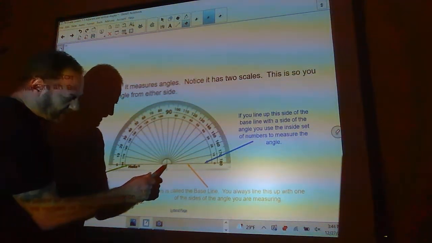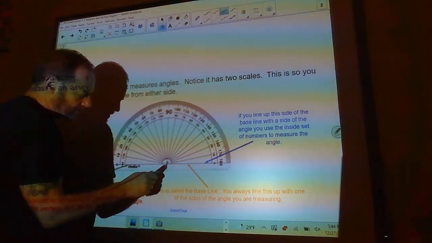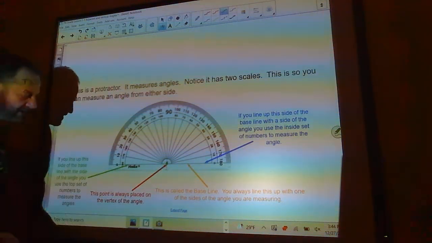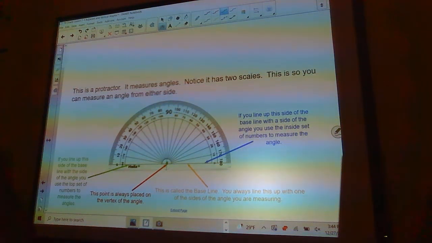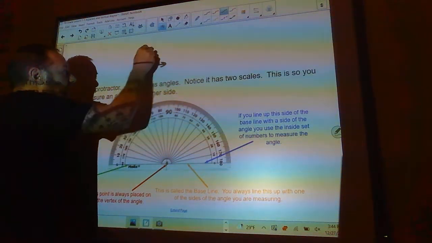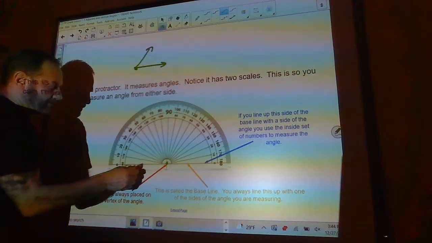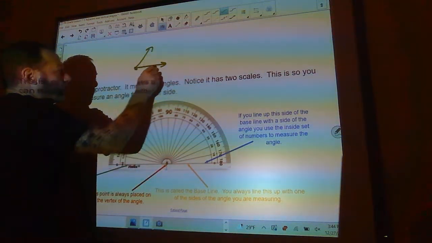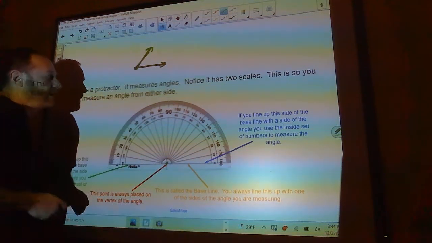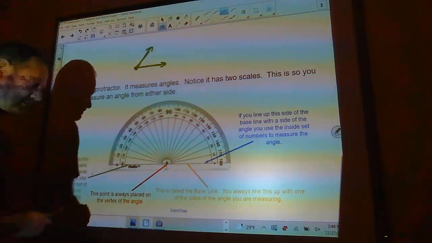Now this point right here is always placed on the vertex of an angle. So when you have an angle, here I have an angle, that point right there goes right there, and then I line up this line with one of the two sides of the angle. This is called the baseline.